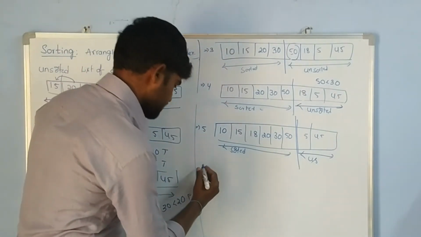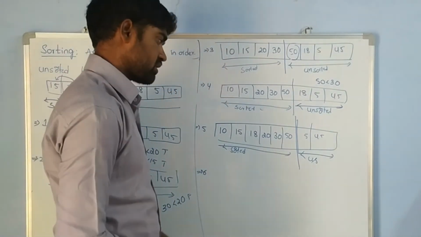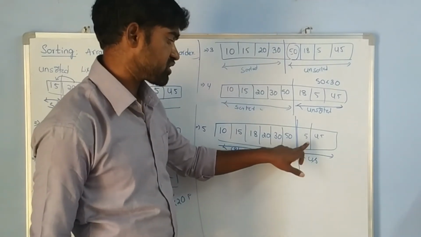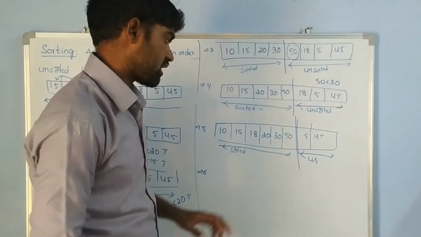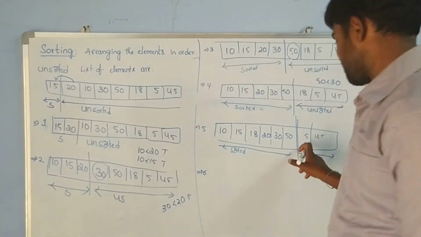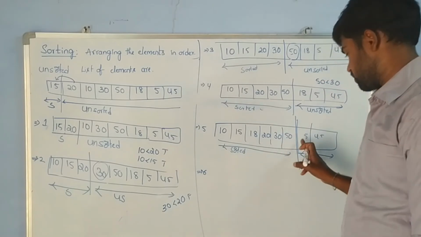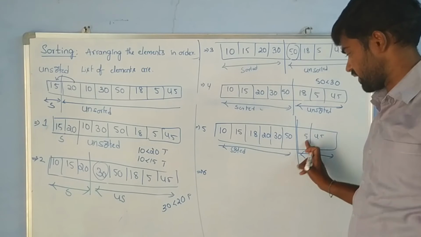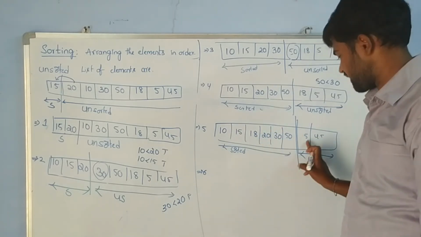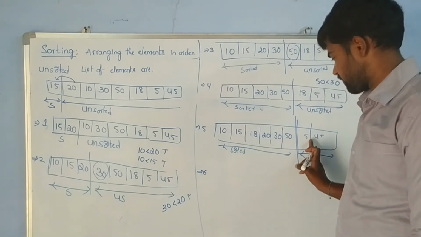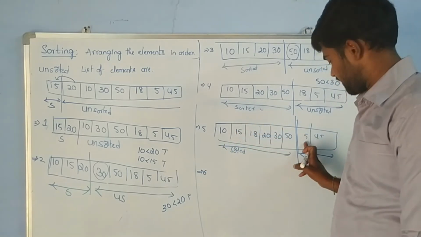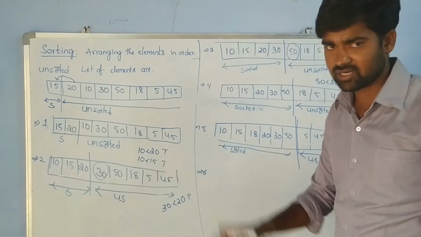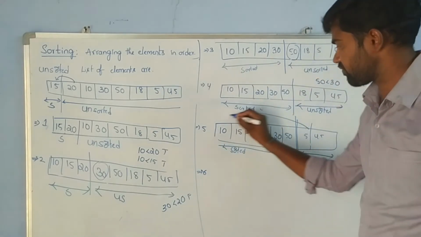Right? So in iteration number 6, what is the first element in the unsorted portion? 5. That we have to move into the sorted portion. How do we move it? By checking whether 5 is less than 50, the condition is true. 5 is less than 30, true. 5 is less than 20, true. 5 is less than 18, true. 5 is less than 15, true. 5 is less than 10, true. Are there any elements after the 10? No. So before the 10? No. Directly you can place 5 before the 10.